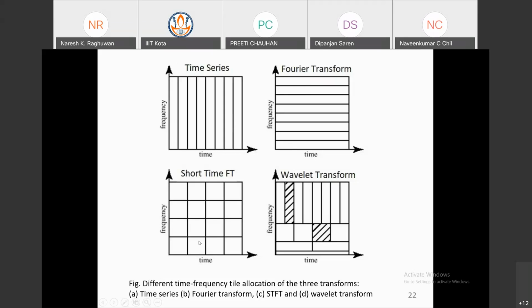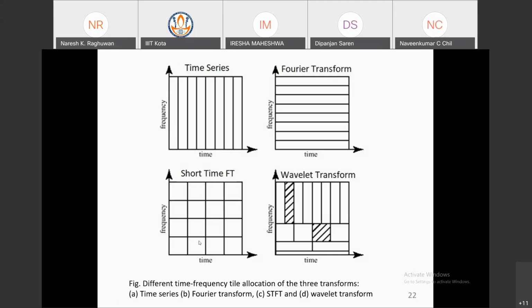Sir, can you repeat what you just said a minute before, because your audio was not coming, so I just missed that part? Okay, on slide number 22. At the beginning of this slide your audio was not coming, so I missed that part. Okay, so this is slide 22.